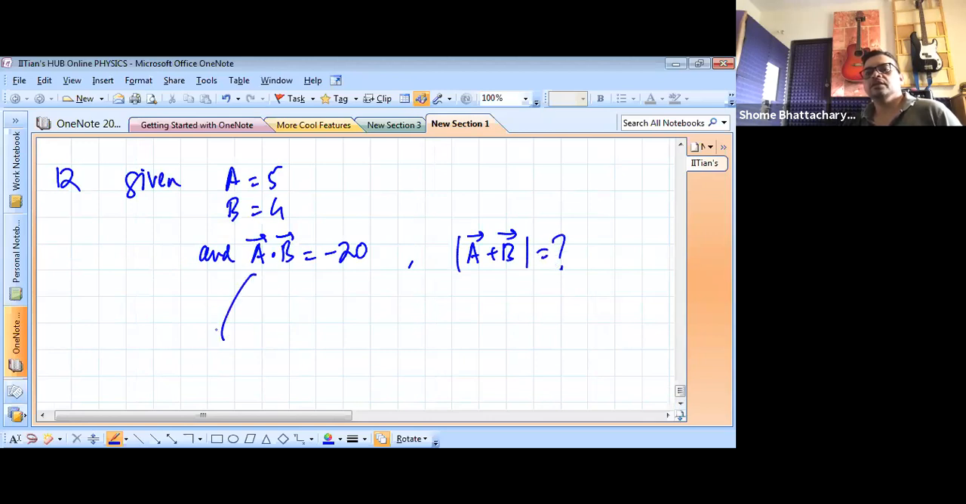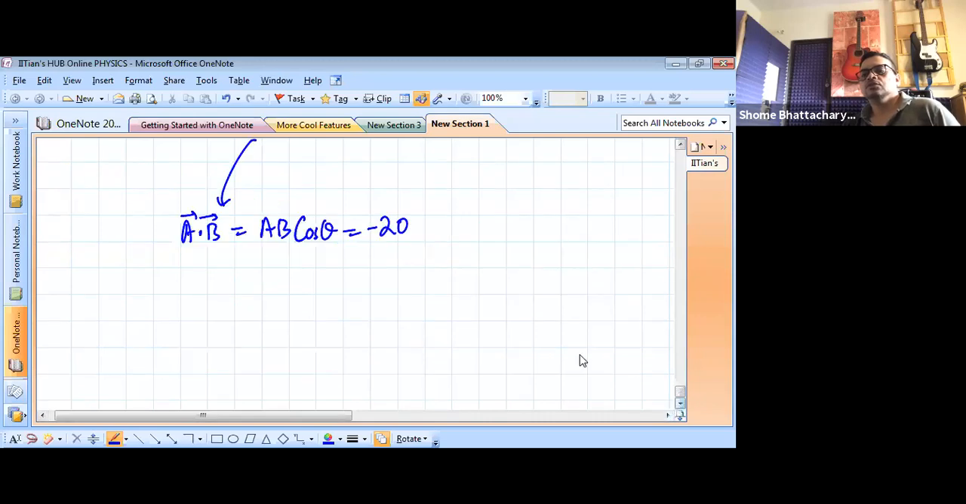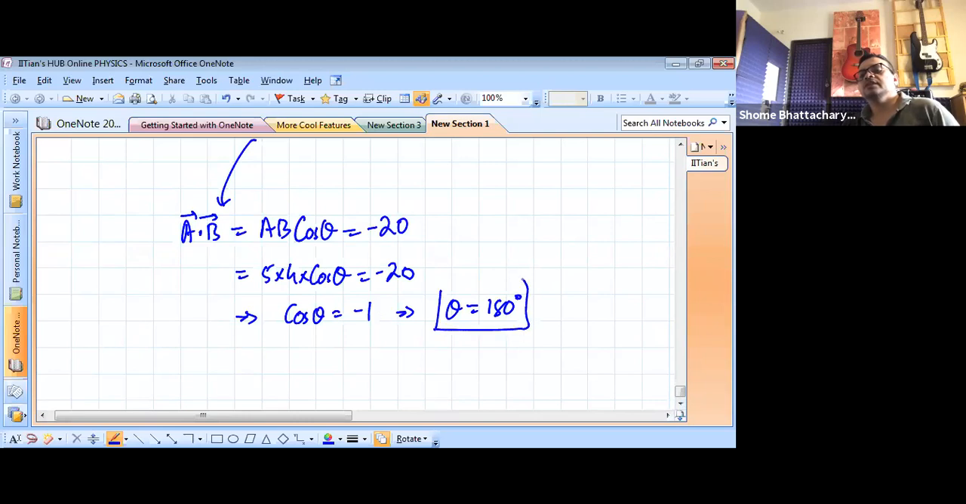So from this, you get that A dot B is equal to AB cos theta, which is equal to minus 20. Now use the values given to us. So 5 into 4 into cos theta is minus 20, which means that cos theta is minus 1, which means that theta is 180 degrees. So they are opposite in direction. Therefore, you know that mod of A plus B will just become the difference of their magnitudes. That's all. It will be 1.